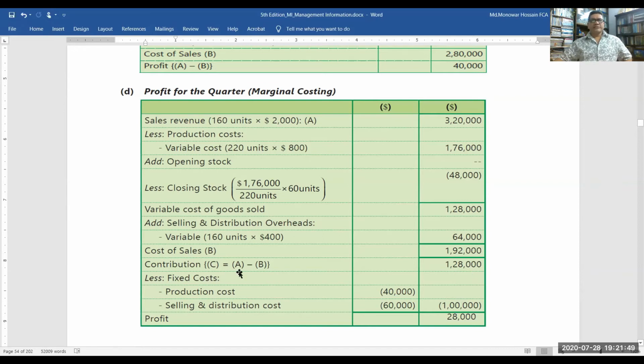And contribution is 1,28,000. How do we get it? Here A, that means sales of 3,20,000, less B, the cost of sale of 1,92,000, gives 1,28,000. If we deduct from that the fixed costs, production and selling and distribution, then we get 20,000.